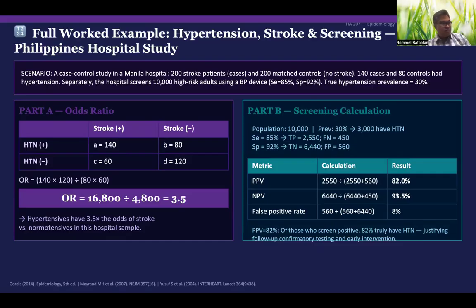So what you will do, first, compute the odds ratio because it's a case control study. So again, A times D divided by B times C. So the answer is 3.5. Meaning, hypertensive individuals have 3.5 times the odds of getting stroke versus those who have normal blood pressure in this hospital group or sample.